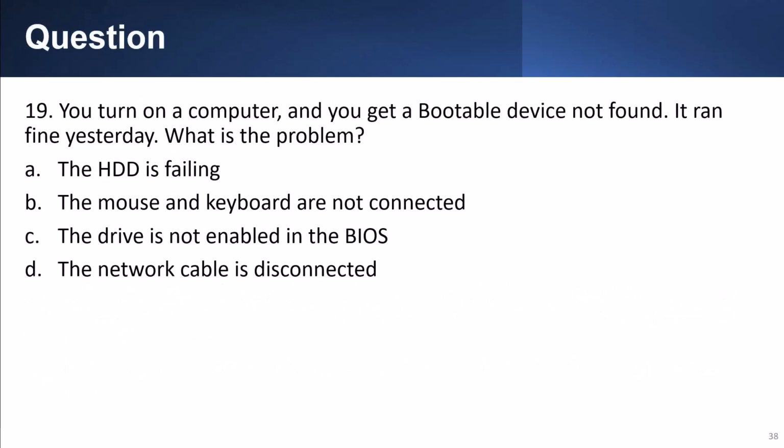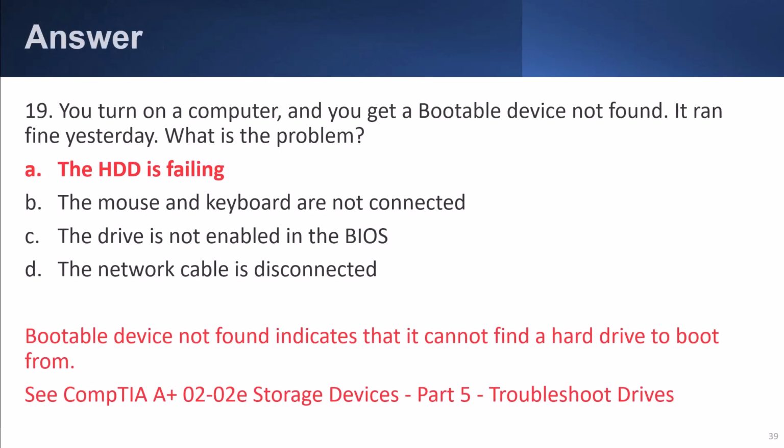Question 19. You turn on a computer and you get a bootable device not found. It ran fine yesterday. What is the problem? Answer: the HDD is failing. Bootable device not found indicates that it cannot find a hard drive to boot from.